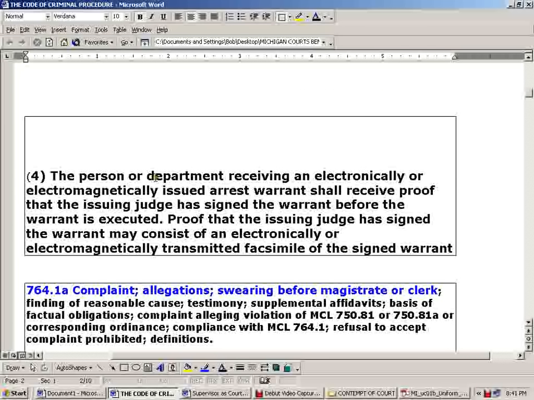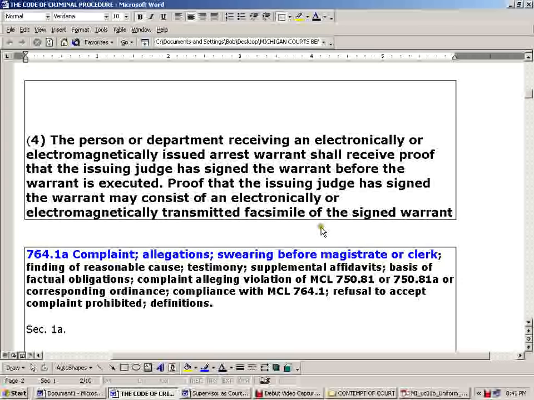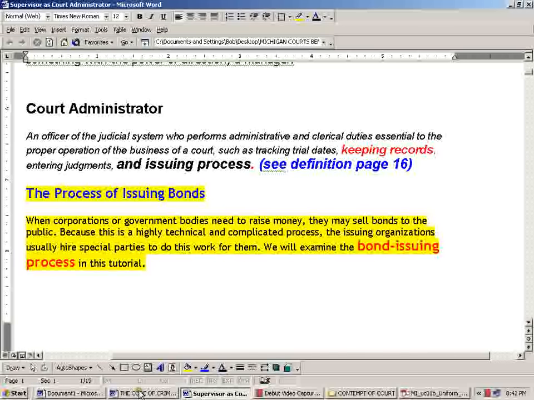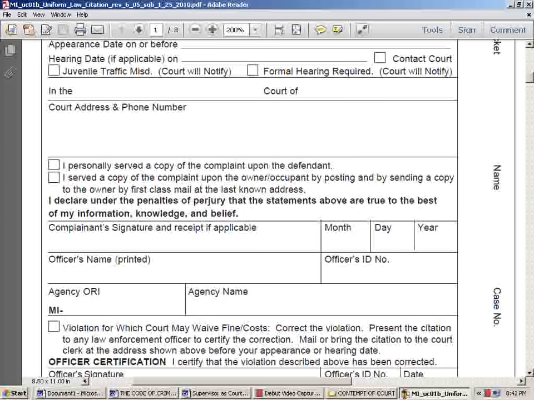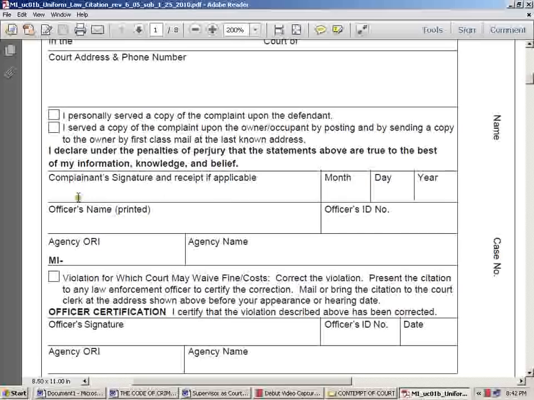The person in the department receiving electronically or electromagnetically issued arrest warrant shall receive proof that the issuing judge has signed the warrant before the warrant is executed. Proof that the issuing judge has signed the warrant may consist of electronically or electromagnetically transmitted facsimile of the signed warrant. And what Tom said is, when he got his copy of this thing here, there wasn't anything signed by anybody.